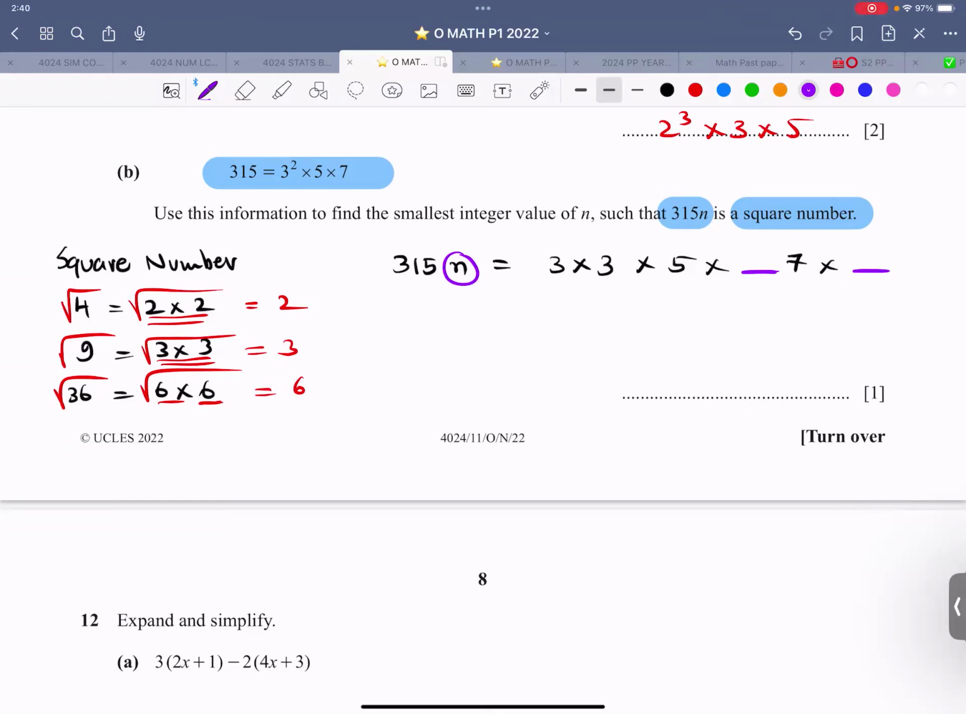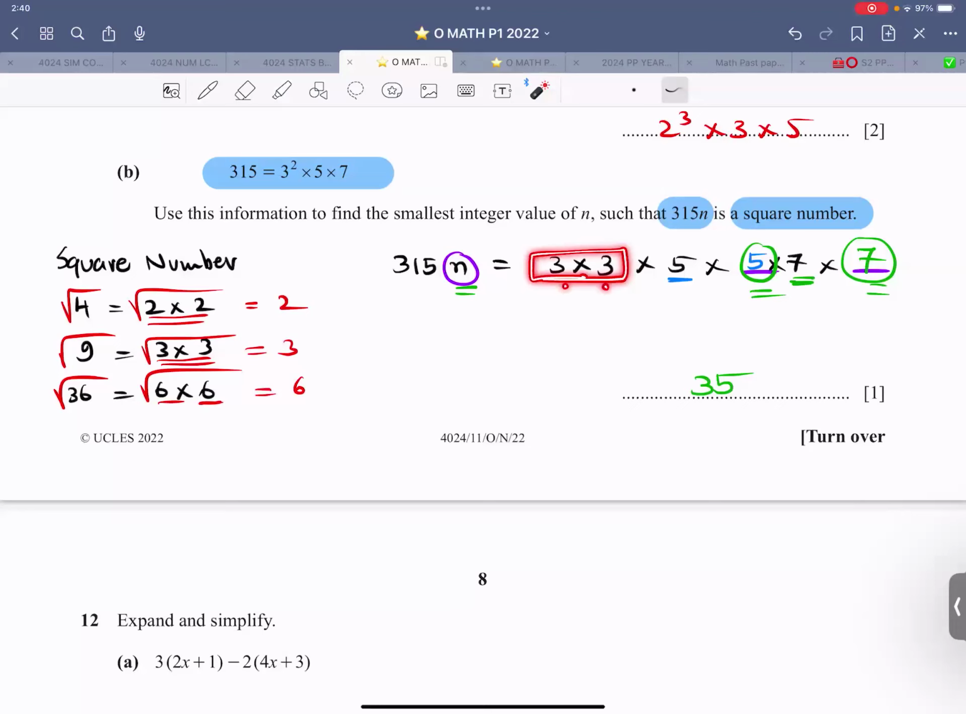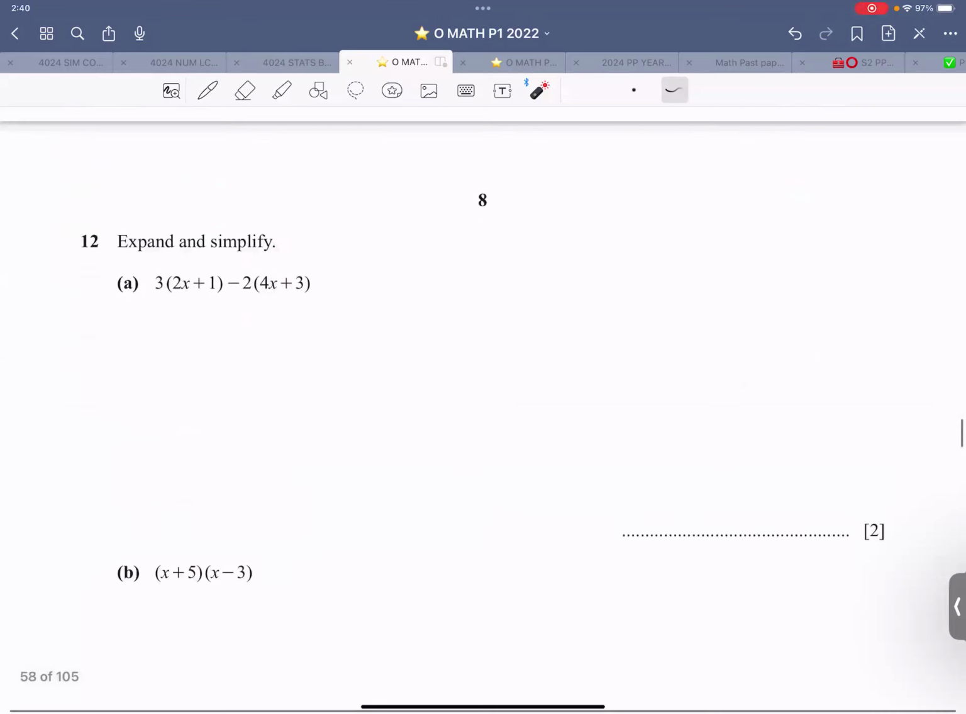because of course more multiples are possible. So if there is one 5, there should be another 5 over here. If there is one 7, there should be another 7 over here. So this 7 and this 5 should be in place of n. So n comes out to be 35. The square root will be: these two 3's become one 3, these two 5's become one 5, these two 7's become one 7. So in place of n, there should be an extra 5 and an extra 7. 5 into 7 is 35.